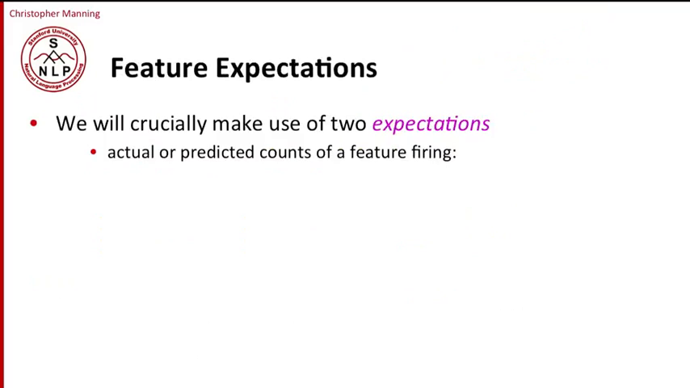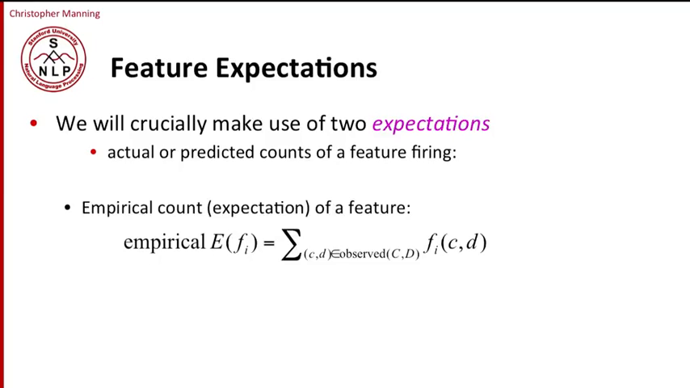Later on, when we're working with features, we're going to crucially make use of two expectations. An expectation is an actual or predicted count of a feature firing. And we have two expectations. One is from our supervised data, where we can just look at how often a particular feature is satisfied by pieces of data. We'll refer to that as the empirical count or the empirical expectation of the feature. So we simply look through every piece of data that we're training off, and we ask, is the feature true of that piece of data? And we count the number of times it's true, and that's our empirical expectation.